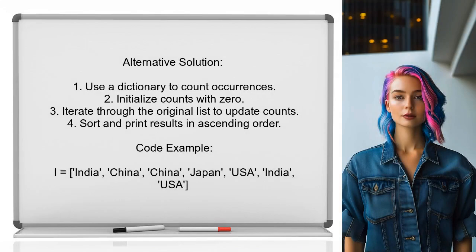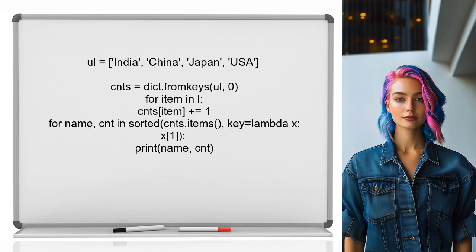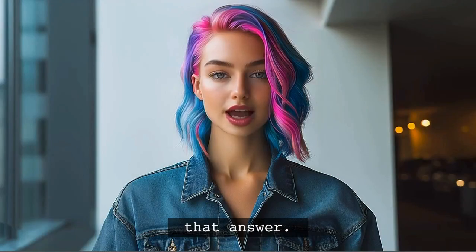An alternative approach to counting unique elements in a list involves using a dictionary. First, initialize a dictionary with the unique countries set to 0. Then, iterate through the original list, incrementing the count for each country found. Finally, sort and print the results in ascending order based on the count. That wraps up that answer. Let's move on to another one.